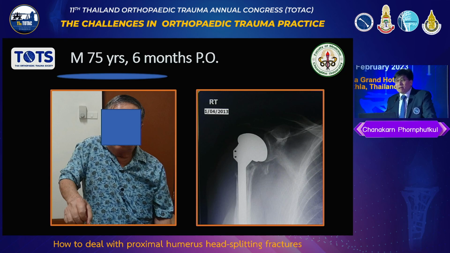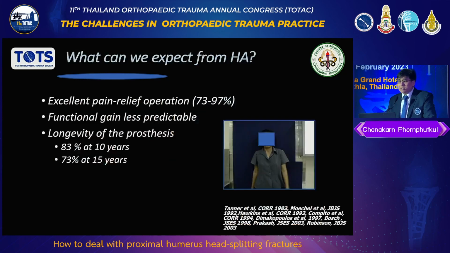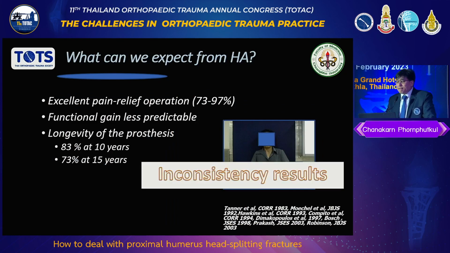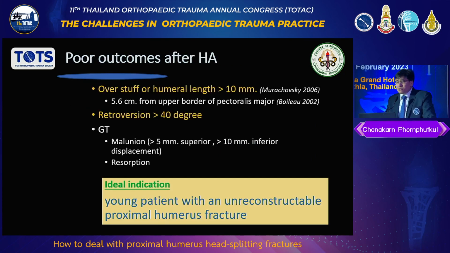It's resorbed. So the main function, if you want function from the hemiarthroplasty, besides seating the prosthesis well, you need to create a healing of the greater tuberosity. What we can expect from hemiarthroplasty is excellent pain relief, but the result is sometimes inconsistent. Poor outcome occurs when you overstuff the prosthesis, humeral length more than 10 millimeters, or create a retroversion more than 40 degrees, and you get a malunion or resorption of the greater tuberosity. So it's not going to be good.